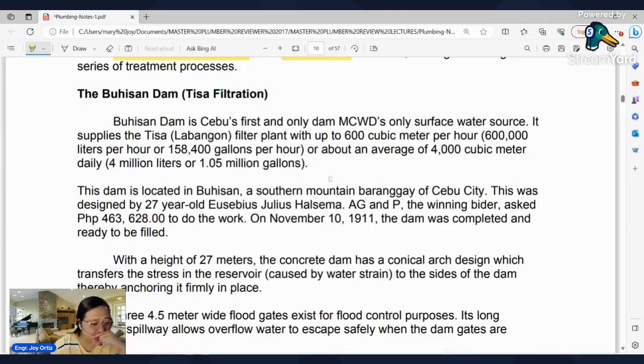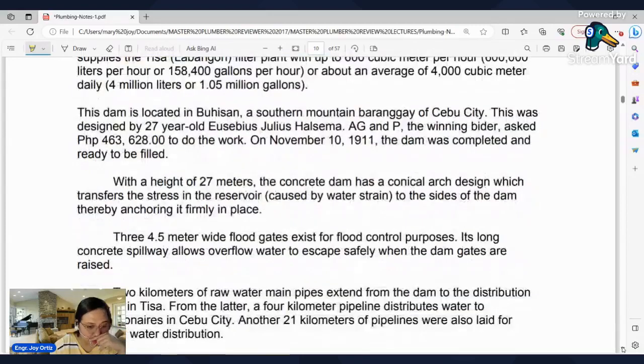The winning bidder was given 460,628 pesos to do the work. On November 10, 1911, the dam was completed and ready to be filled. So, when you see it, it is already big, right? With a height of 27 meters, the concrete dam has a conical arc design which transfers the stress in the reservoir caused by water strain to the sides of the dam, thereby anchoring it firmly in place.